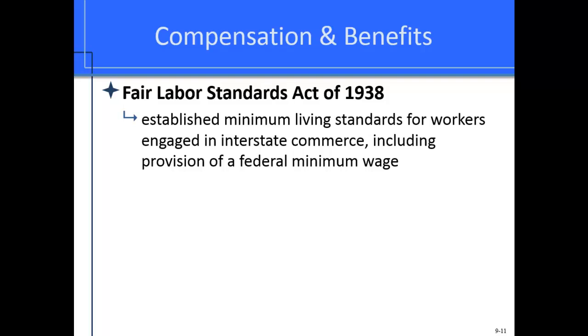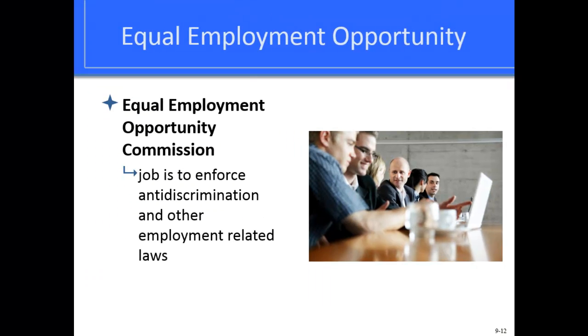Moving on, health and safety section. Health and safety are covered by the Occupational Safety and Health Act of 1970, among other laws. You'll probably recognize the Occupational Safety and Health Act, which we mainly just call OSHA. Lastly, we talk about equal employment opportunity. The EEO Commission's job is to enforce anti-discrimination and other employment-related laws. There are three important concepts covered by equal employment opportunity, and those are discrimination, affirmative action, and sexual harassment.